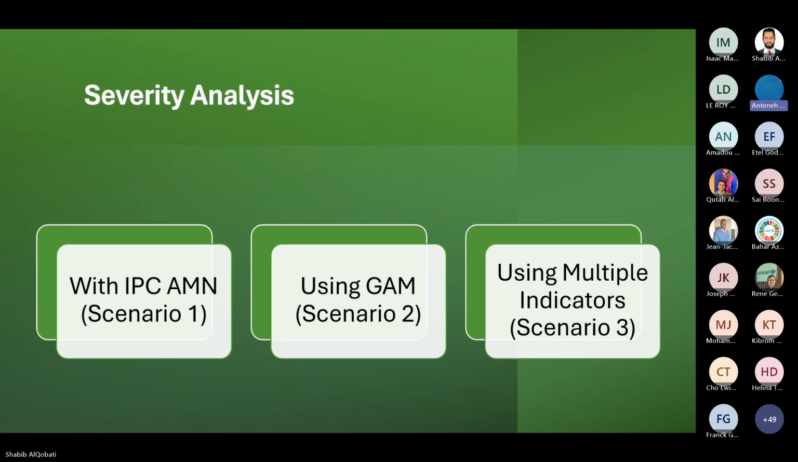The third and the most common one is using multiple indicators. This is a case where we do not have reliable GAM data, or the case where the GAM prevalence is less than 5%, we can use multiple indicators for severity analysis. So we will look specifically at the third one because it is the most common and the most challenging and complicated one. Next slide.